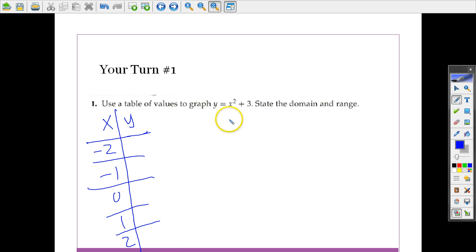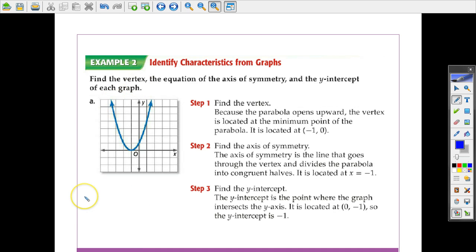Once you have that, you can graph it by the ordered pairs. There's going to be 5 sets of ordered pairs. Okay, make a nice curve, and then tell me what the domain and range is. Okay, so right now, pause your video and do number 1. Okay, welcome back. All right, here's example number 2.